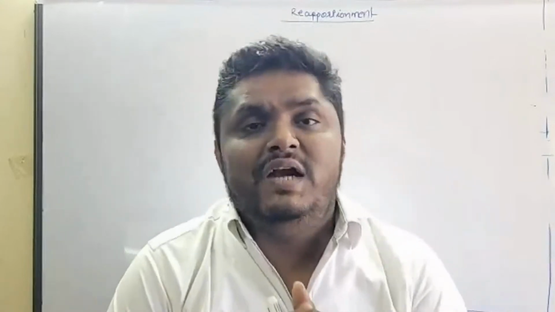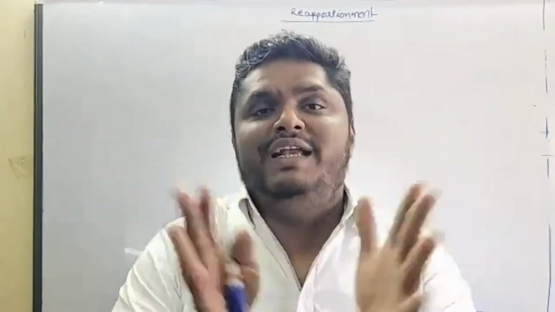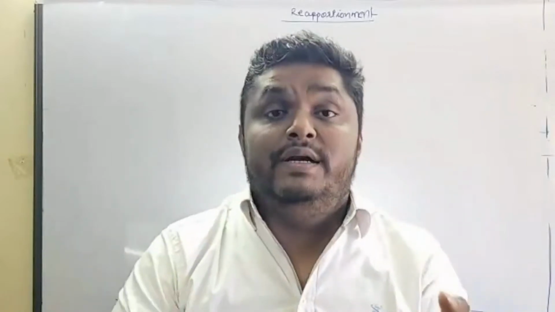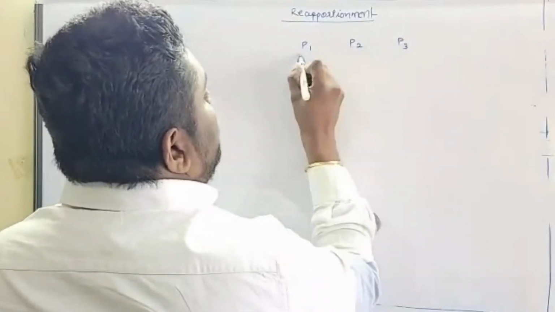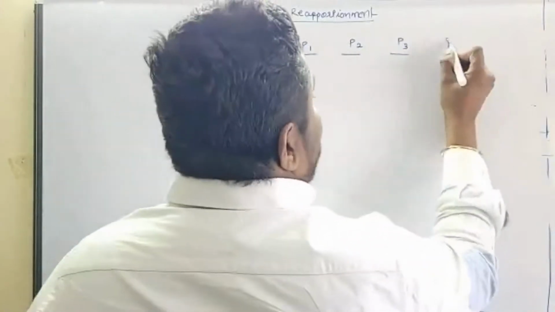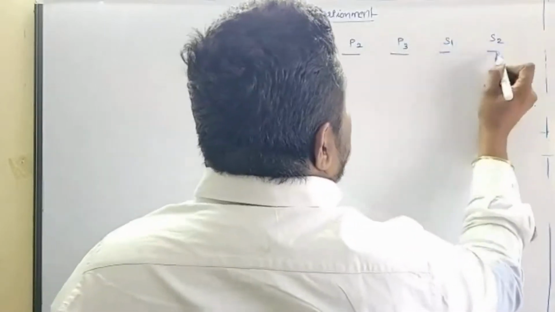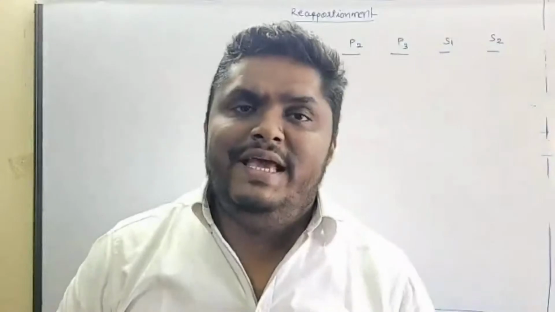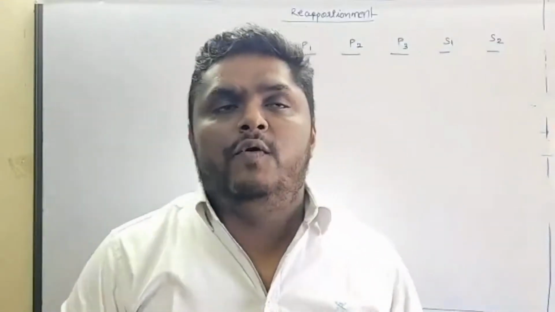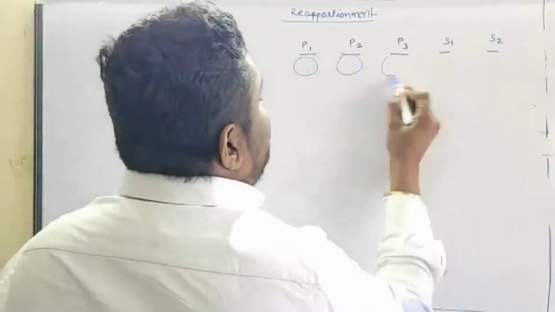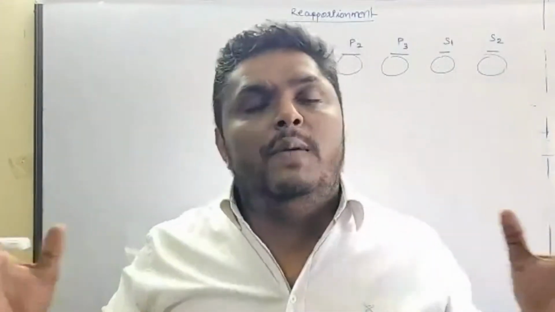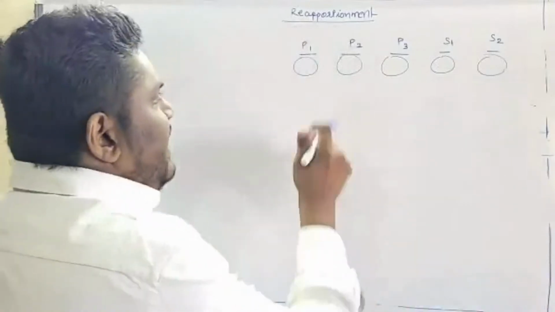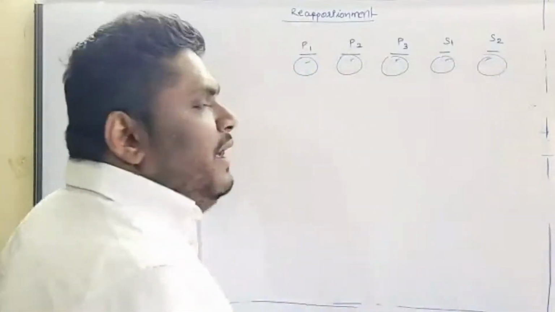Now, guys, let's start with reapportionment. But before that, why reapportionment? Reapportionment ki zarurat kya hai? So let's say I have 3 production departments, P1, P2 and P3, and 2 service departments, S1 and S2. Let's say we are done with the allocation or apportionment of overhead, and the overheads are distributed to these 3 production departments and 2 service departments. I repeat again, our allocation and apportionment is complete, and the overheads are distributed to these 3 production departments and 2 service departments.